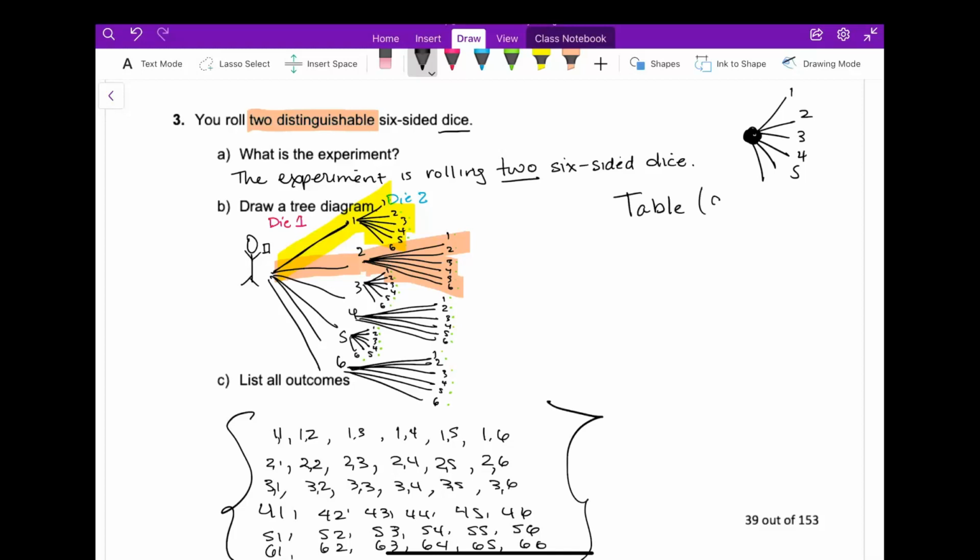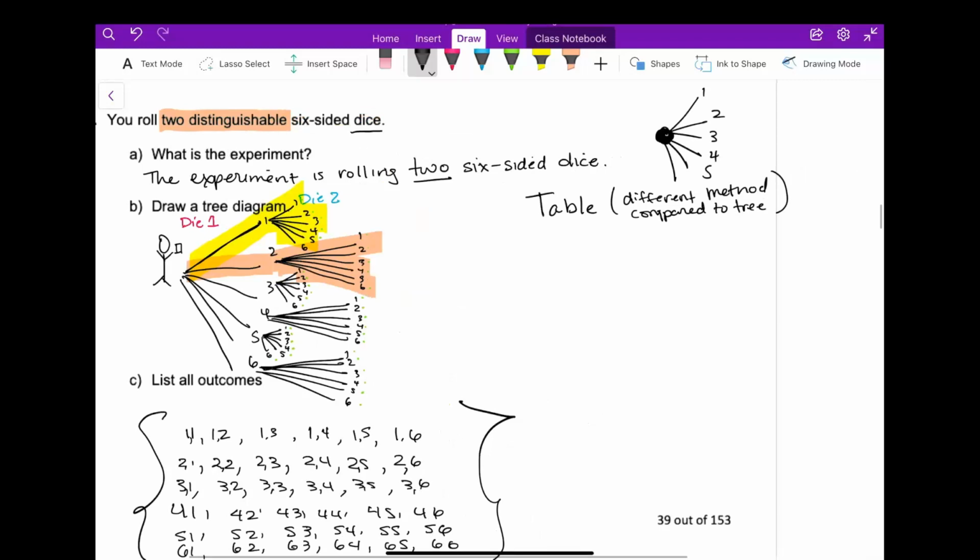This is a different method compared to the tree. I find the table in this case a little bit easier. Let's use die number 1 on top. Die 1 is going to give me the outcomes 1, 2, 3, 4, 5, and 6. And we have die number 2, and this die is going to go up and down. It's going to be 1, 2, 3, 4, 5, 6.